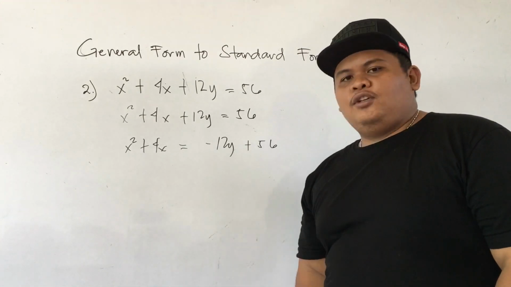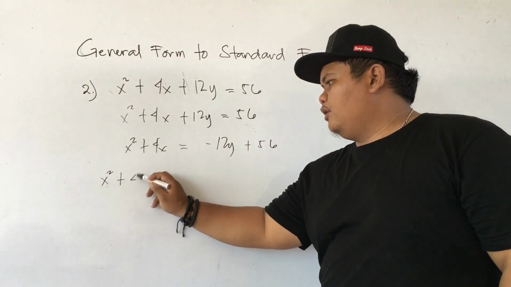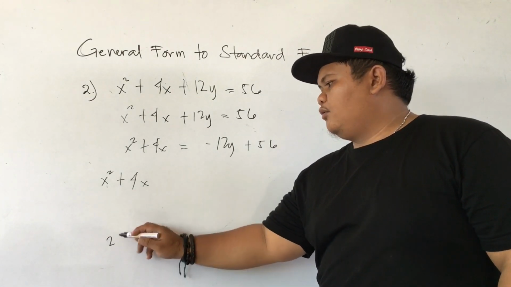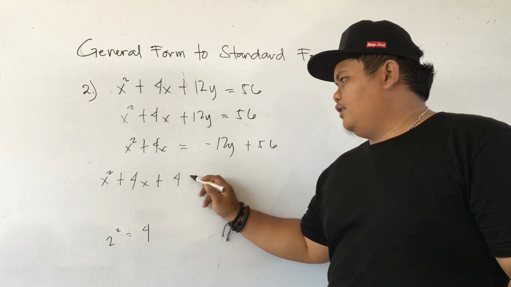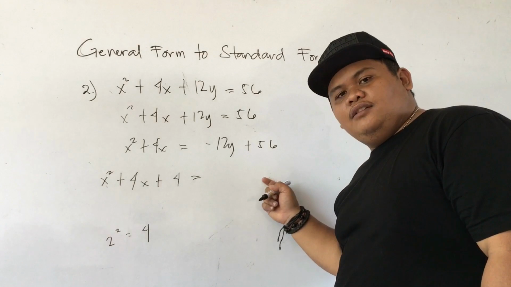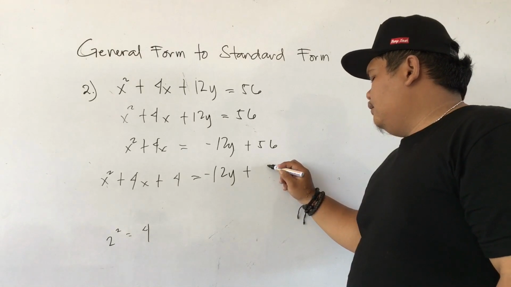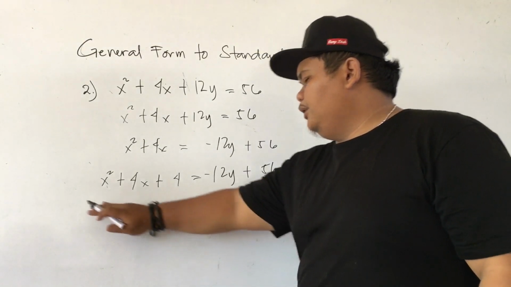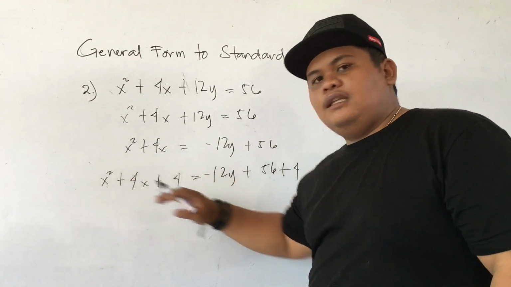Next, we are going to complete the squares. We have here x squared plus 4x. Completing the square, we need to take half of 4, which is 2, and the square of 2 is 4, plus 4. Now, when we add 4 here, we also add 4 here. This is negative 12y plus 56 plus 4.